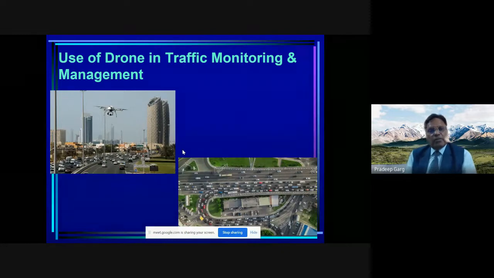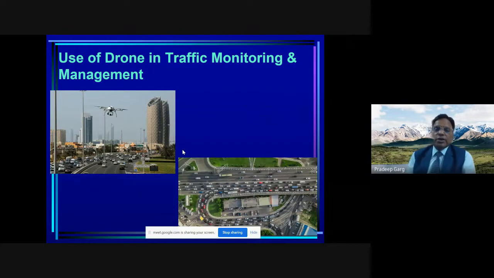In traffic monitoring and management in foreign countries, this is being used very frequently in monitoring traffic rules and regulations. Whether somebody is violating them or rushing at a higher speed, that is done with the help of drone technology nowadays.